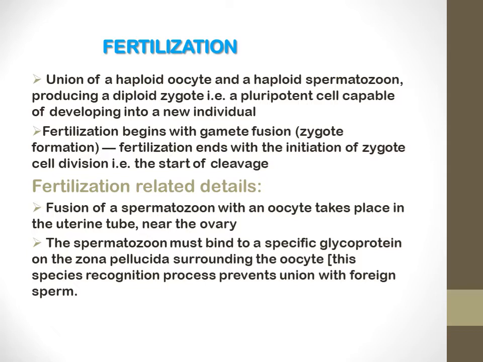So what is fertilization? Fertilization is the union of a haploid oocyte and a haploid spermatozoon producing a diploid zygote, i.e. a cell capable of developing into a new individual. Fertilization begins with gamete fusion, zygote formation. Fertilization ends with the initiation of zygote cell division, i.e. the start of the cleavage. So these 2 points are very important.